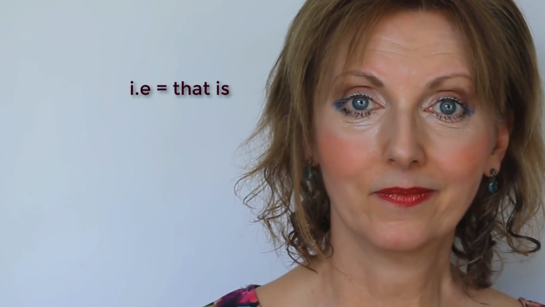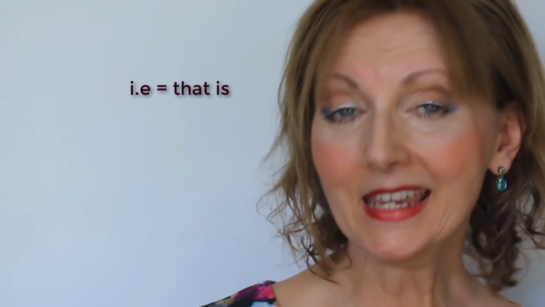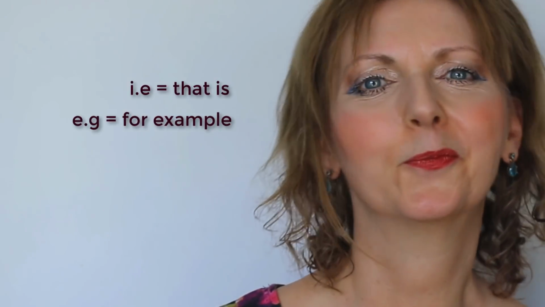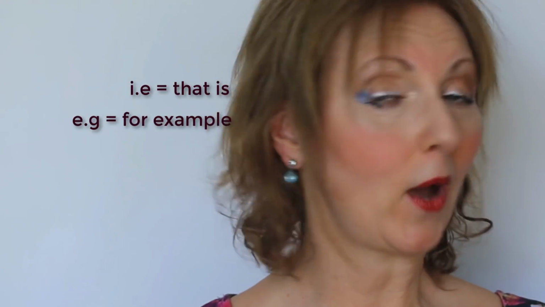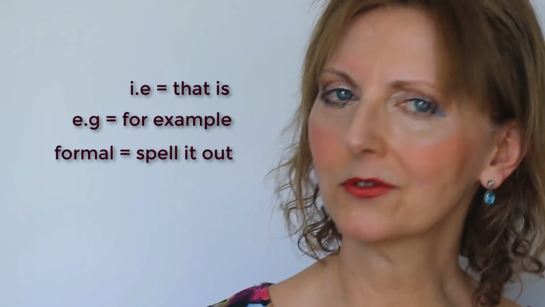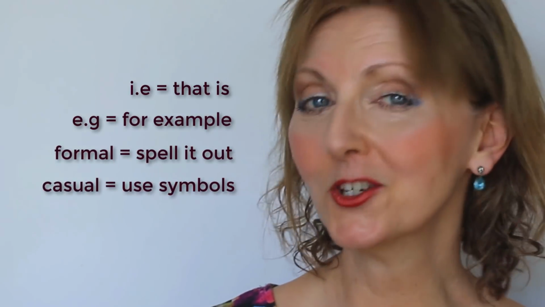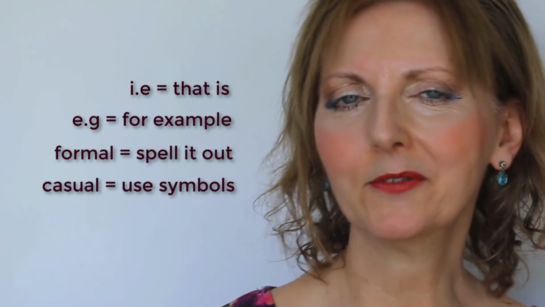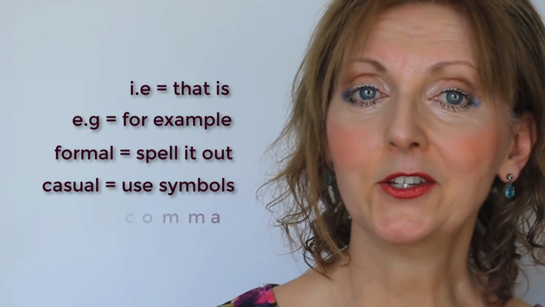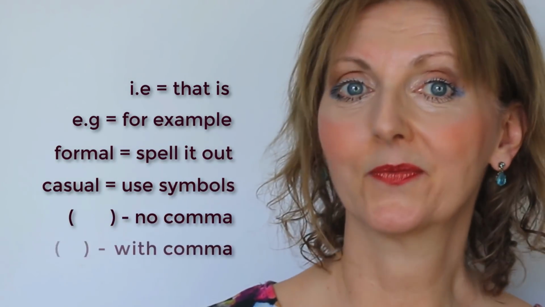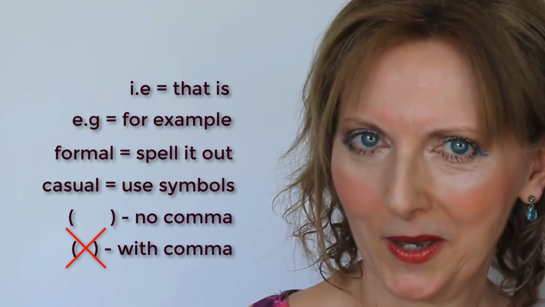Let's do a quick recap. i.e. stands for that is. e.g. stands for example. When you're writing for academic purposes in formal writing, spell it out, don't use the symbols. However, in casual writing, if you're in business or writing a newsletter or whatever, you can use the symbols, and you can use it both in parentheses with no commas or without parentheses but with a comma. And there you have it. I hope that this has been cleared up for you. I hope that you now know when to use i.e. and e.g. with confidence.